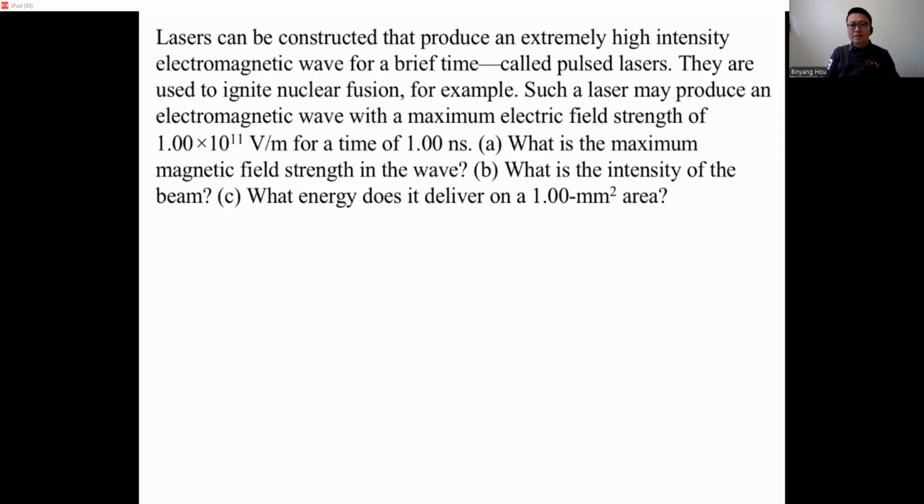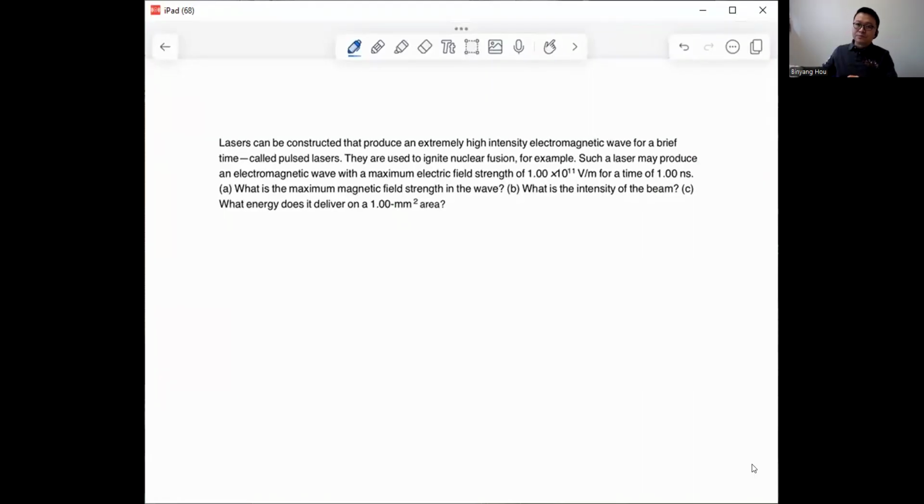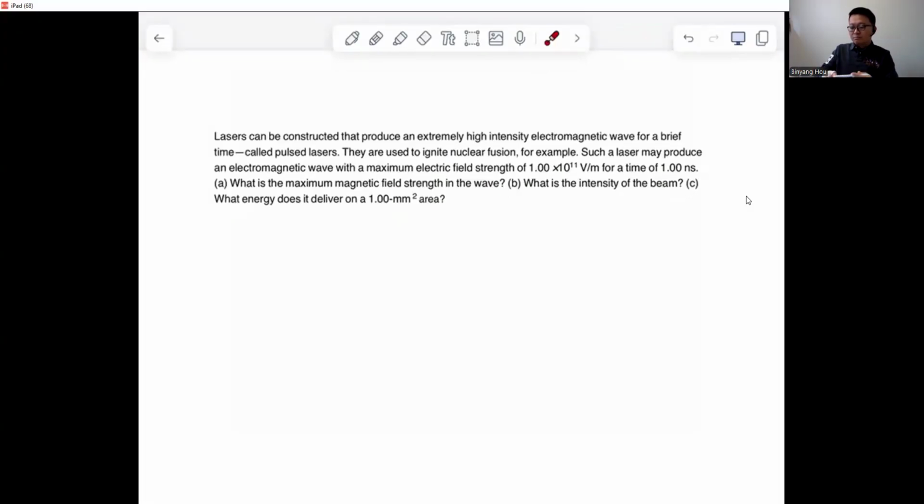And then B, what's the intensity of the beam? What energy does it deliver to this certain area? Okay, so let's take a look here. So we are given this is the electric field, this is the E field, and then this is the time delta T, and then this is the area. Okay, so those different numbers.